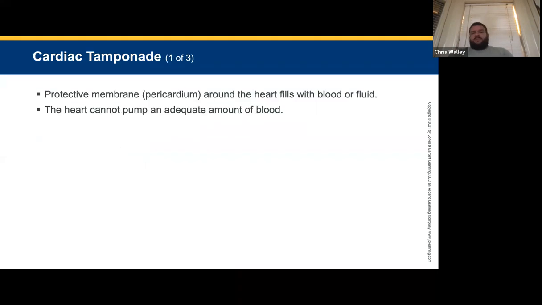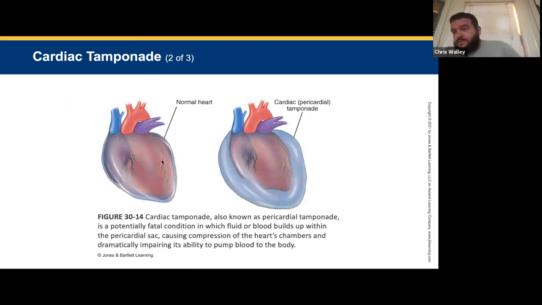So, a cardiac tamponade. It's also a pericardial tamponade, and it occurs when the pericardial sac fills with blood. So here's your picture so you can get an idea. Here's your normal heart right in here. It has its nice little cool sac around it. That creates perfect homeostasis for that heart on a normal basis.